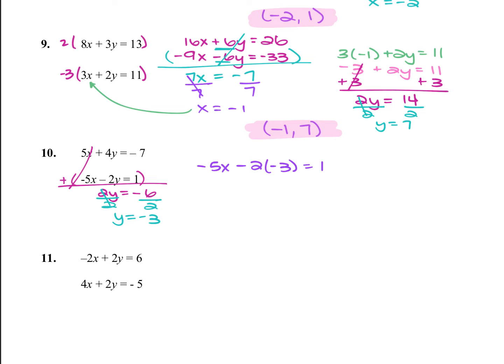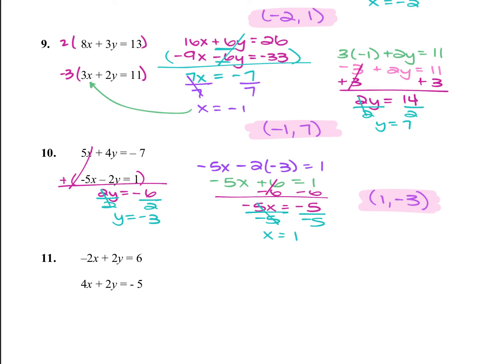to 1. Negative 2 times negative 3 is positive 6, so that's negative 5x plus 6 is equal to 1. We would subtract the 6 from both sides to get negative 5x is equal to negative 5. Then divide each side by the negative 5 to get that x is positive 1. So if your x is 1 and your y is negative 3, that's just 1, negative 3.